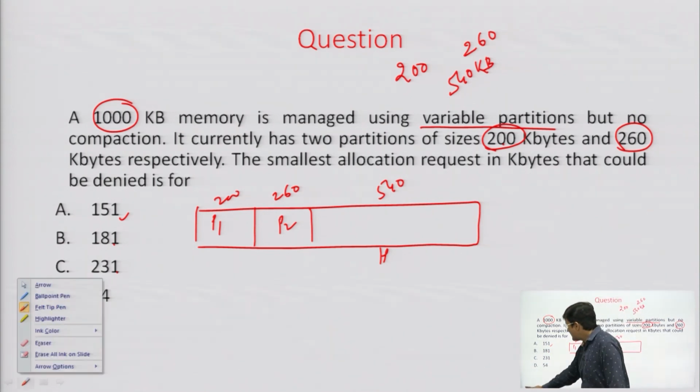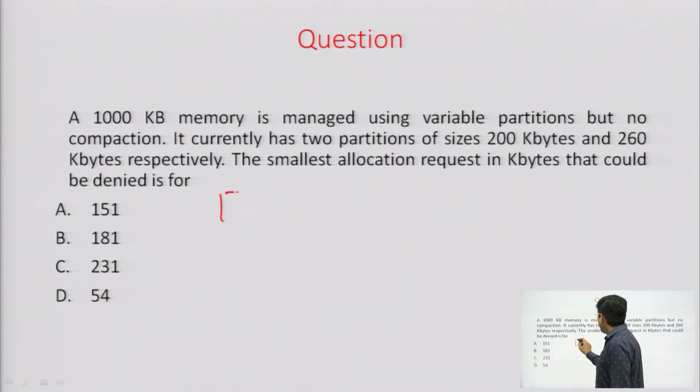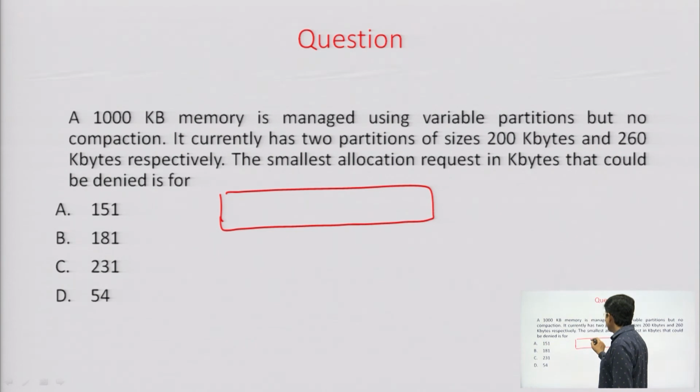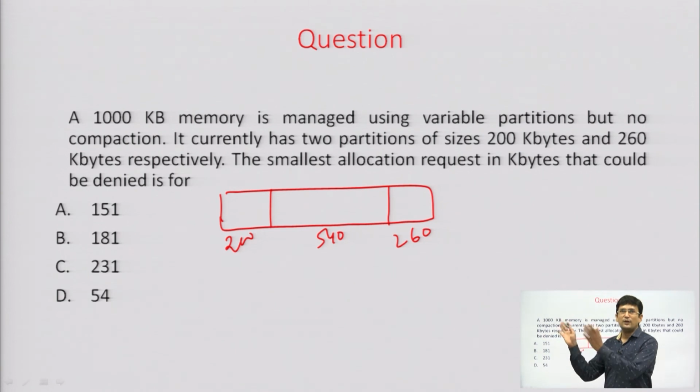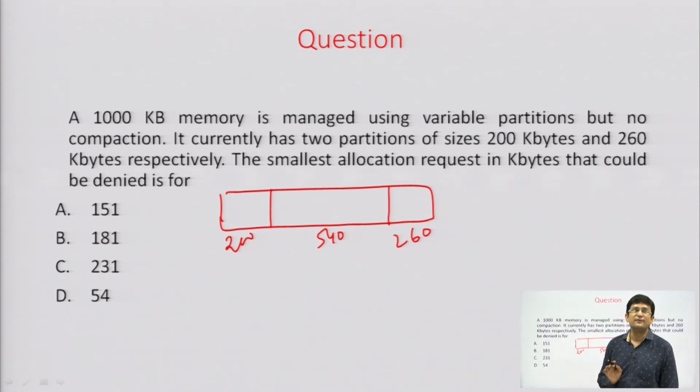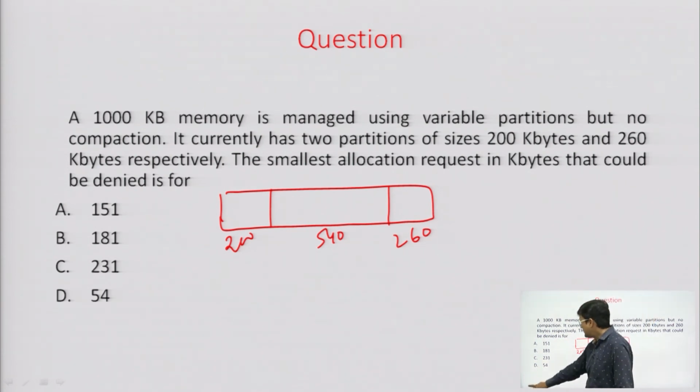What may be the other scheme? The other scheme may be, this is a 1000 size, you just keep 200 here and 260 here, then also a 540 size hole will be there somewhere in between, and you can accommodate all these processes in the 840 size partition. Okay. Now, let us look at some other scheme then.